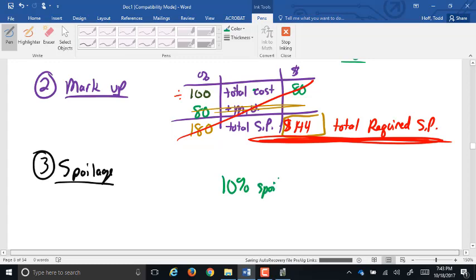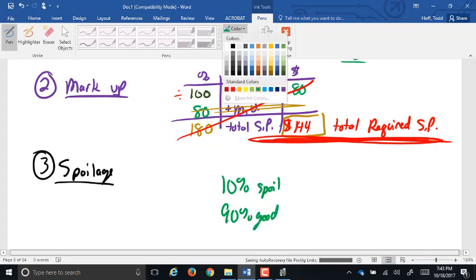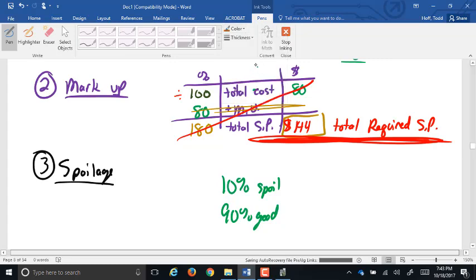10% spoil, what percent is good then? 90% are good. Where'd the 90% come from? 100 minus 10, very good. We have 400 cookies, of which we expect only 90% to sell. So 400 times now 90%, remember I'm putting in 0.9, right? 360 will sell.